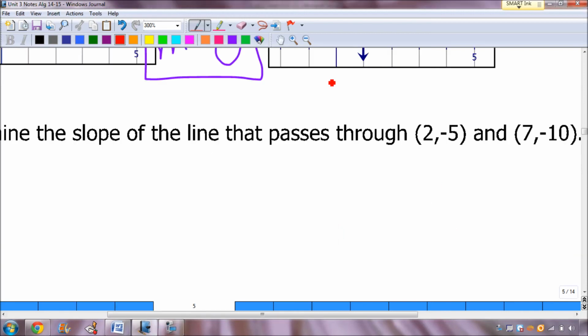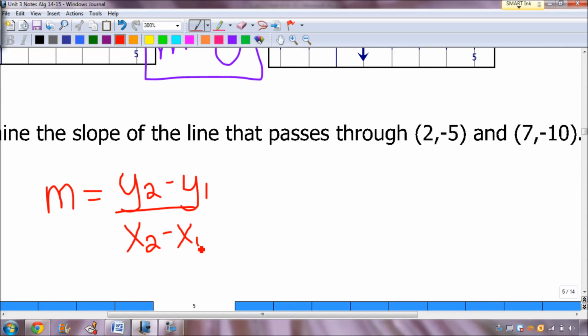All right, number 6 says to determine the slope of the line that passes through (2, -5) and (7, -10). So I'm going to use my slope formula, which I know is y2 minus y1 over x2 minus x1. Once I know my slope formula, the rest is easy. I just plug in my information.